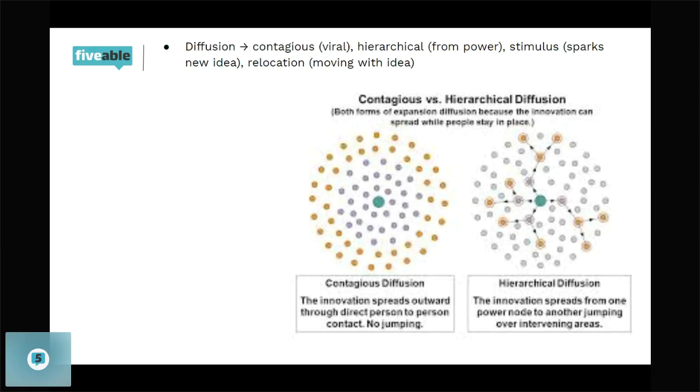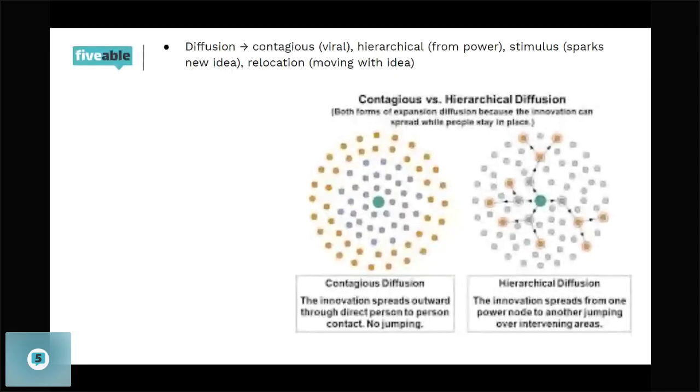Hierarchical, you want to remember that that's from one higher point and then it trickles down to the other areas of maybe lower level influence. So when we're talking about the fashion industry, and how fashion is going to spread, most of the time it's going to start from our fashion capitals, right? It's going to start from Italy or France or New York City.